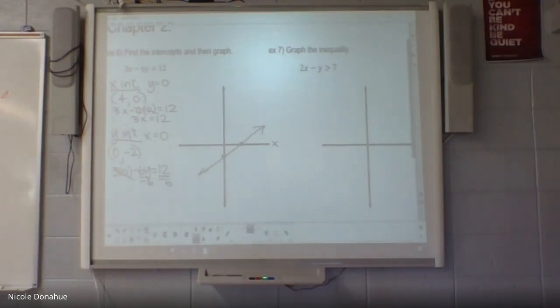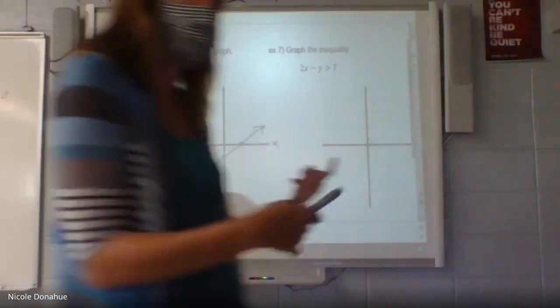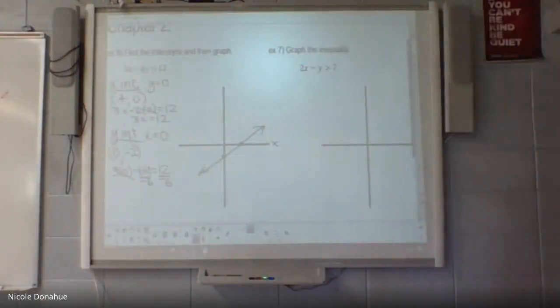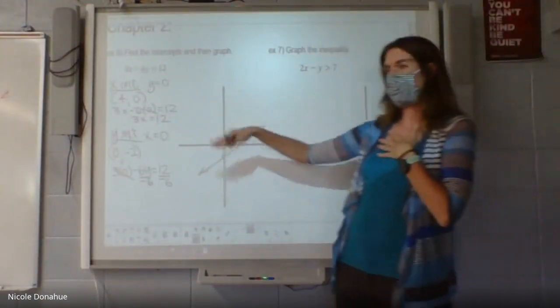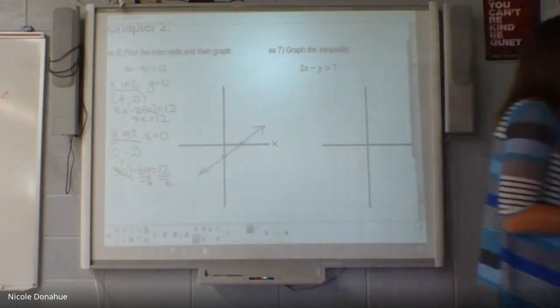Now you could have graphed this using slope-intercept form, y equals mx plus b. So that's probably your more preferred method, but they do ask you to find some intercepts, I think, on the review as well.